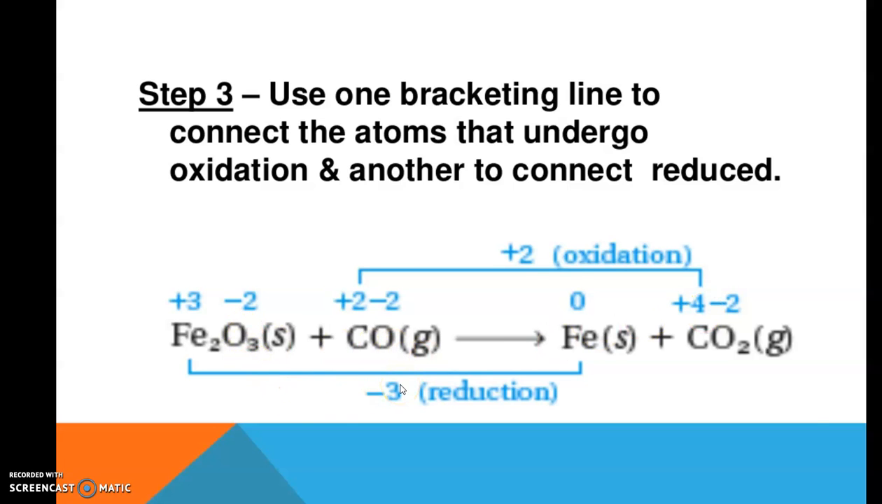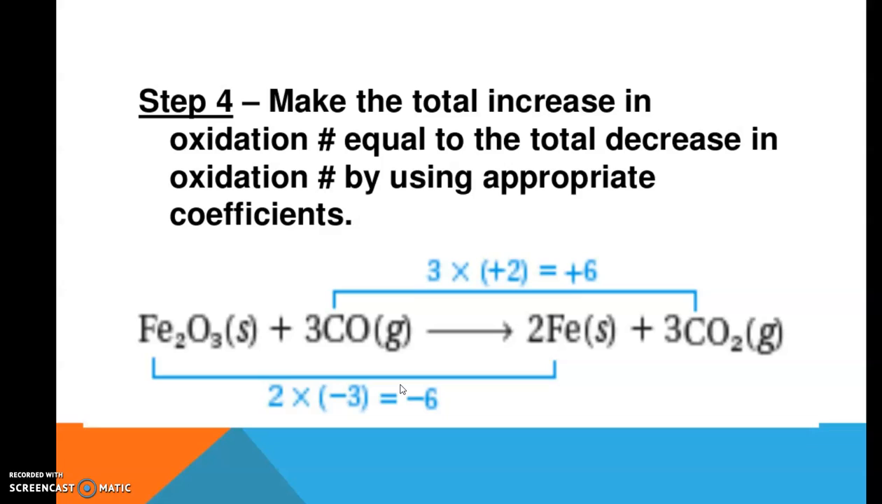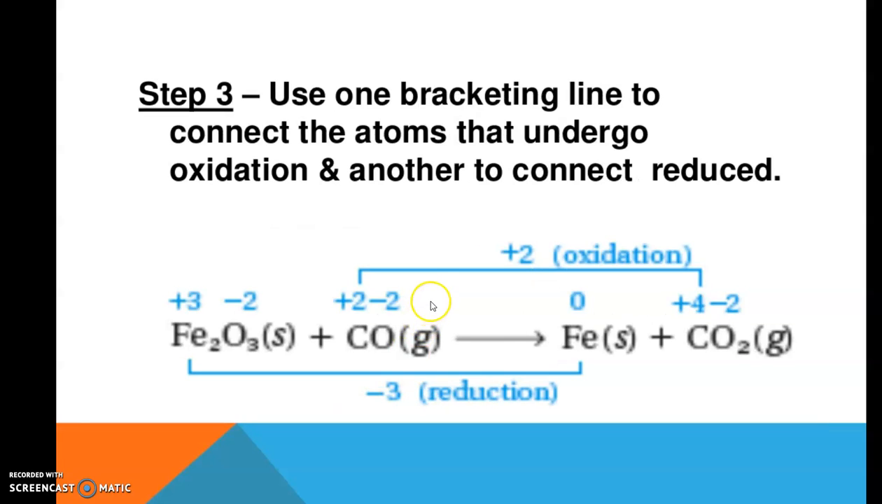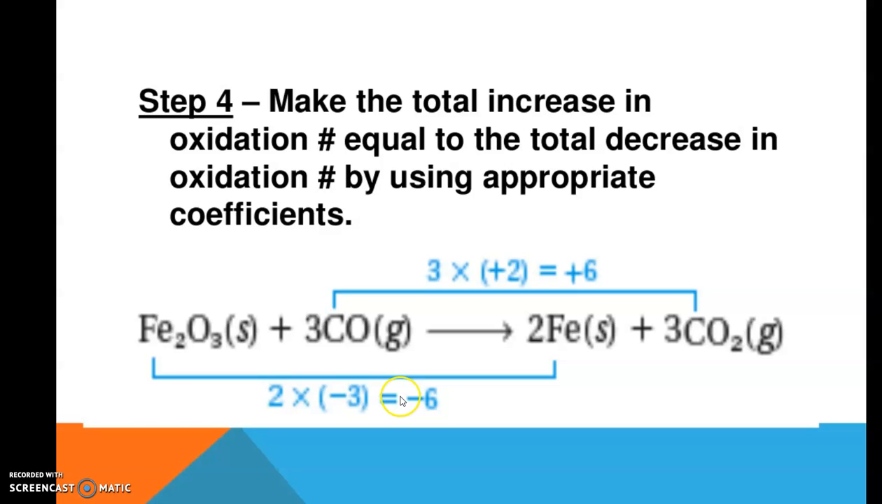So connect with an arrow and make the total increase in oxidation equal to the total decrease in oxidation by using appropriate coefficients. So here you can see +2 change, and this is minus 3. So how can we equalize plus 2 and minus 3? If we multiply it with 3, we'll get 6. If we multiply minus 3 with minus 2, we'll get plus 6, isn't it? So by multiplying with the coefficients, we'll get like this.